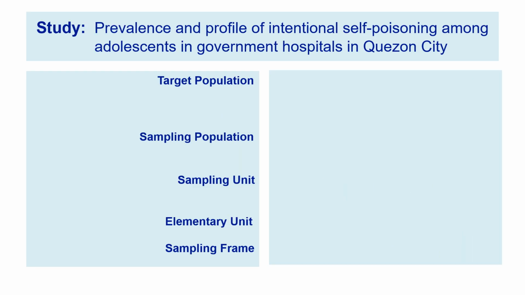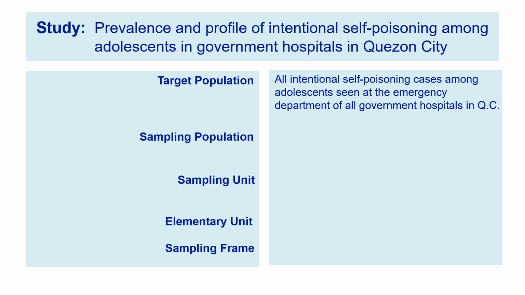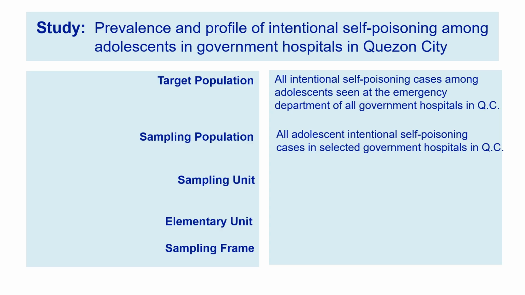In this example, a researcher wishes to determine the prevalence and profile of self-poisoning cases among adolescents in government hospitals in Quezon City. So the target population is all intentional self-poisoning cases among adolescents seen at the government hospitals in Quezon City. The sampling population are all adolescent intentional self-poisoning cases seen in selected government hospitals in Quezon City.